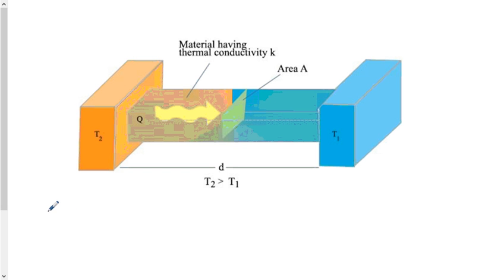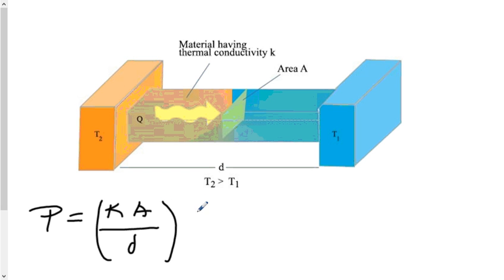Well, we have an equation that looks like this. The power, the energy transfer rate, is equal to the thermal conductivity constant K, multiplied by the cross-sectional area, divided by the distance between the objects, and this is all multiplied by the temperature change, T2 minus T1.